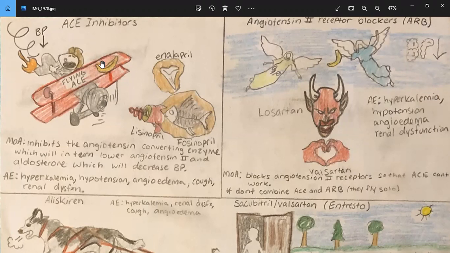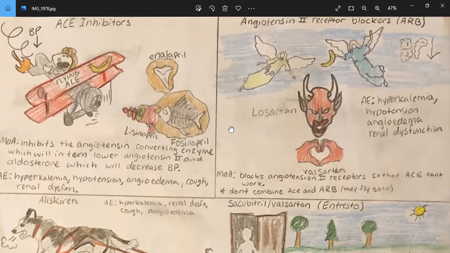So adverse effects are hyperkalemia. So we have our banana for high potassium, hypotension. So think about how he is falling out of the sky as he's dropping, the air pressure is getting lower and lower, just like his blood pressure is getting lower. We also have adverse effect of angioedema, so his lips are pretty swollen in this picture. He's got a cough, and then renal dysfunction is shown here on the wing.